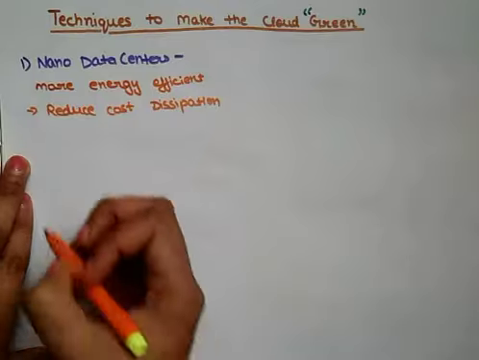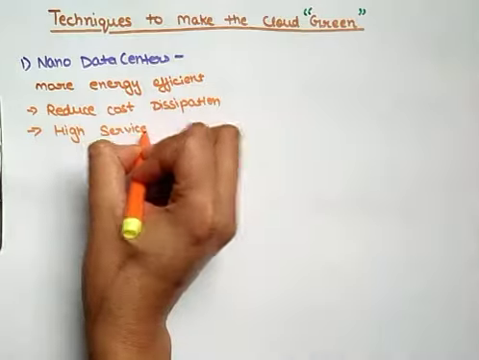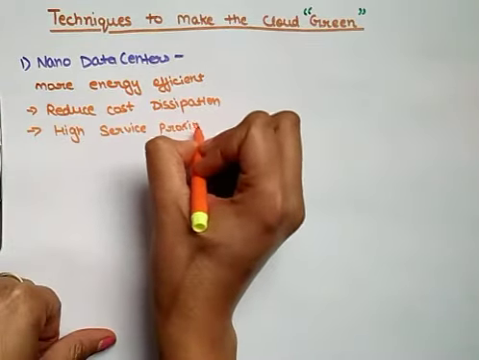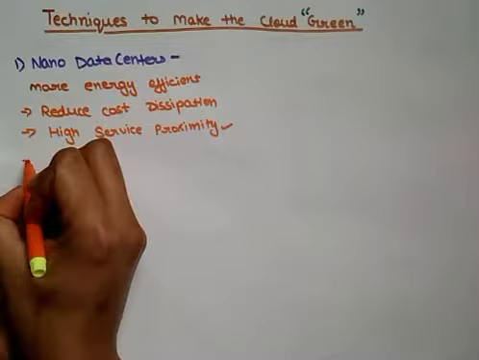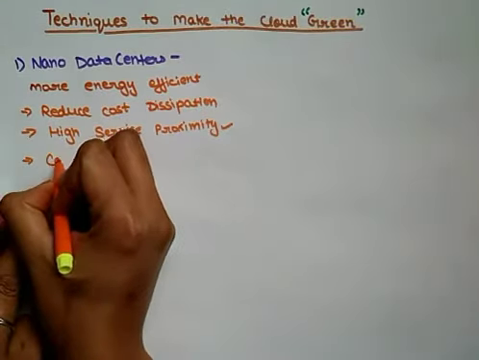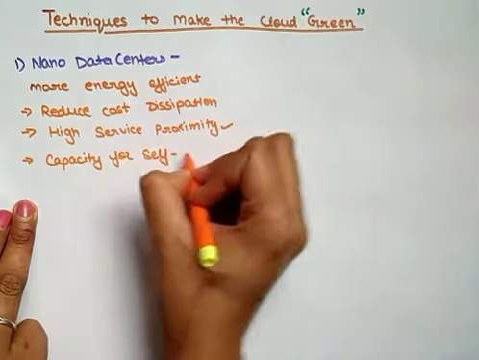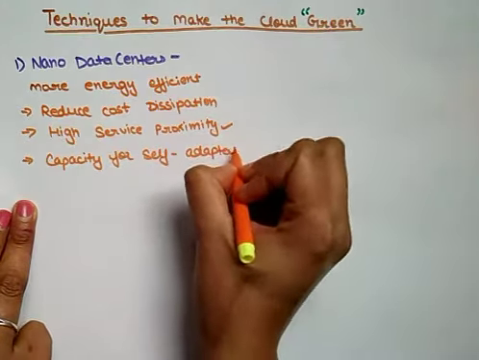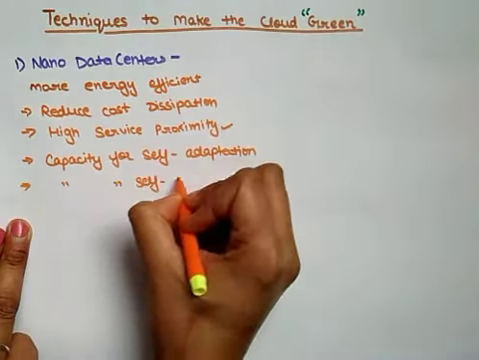And they have high service proximity. That means if we are using nano data centers, then the service accessibility or service providers accessibility becomes very high, right? Also, nano data centers have the capacity for self-adaptation, and also they have the capacity for self-scalability.